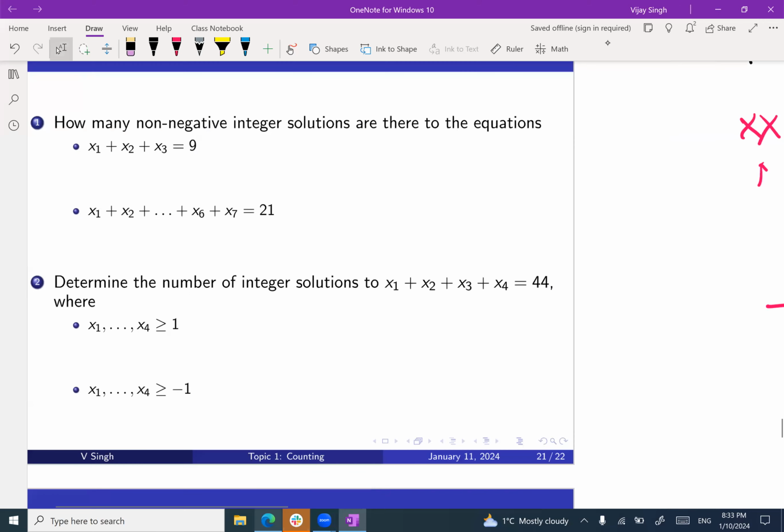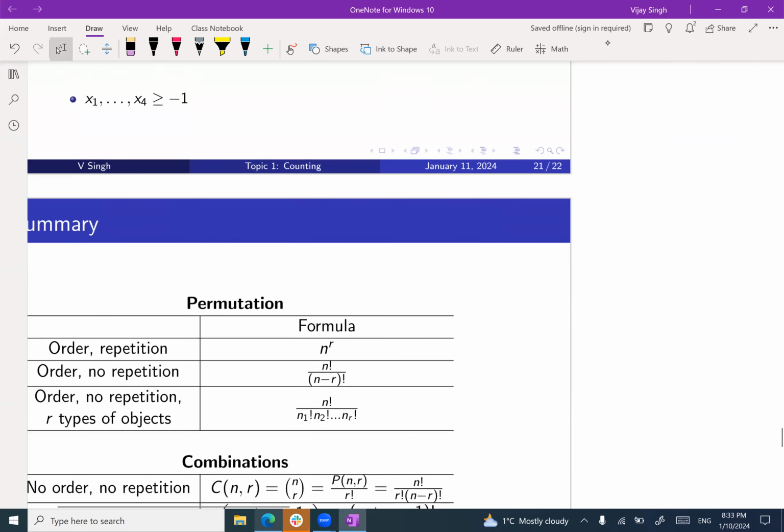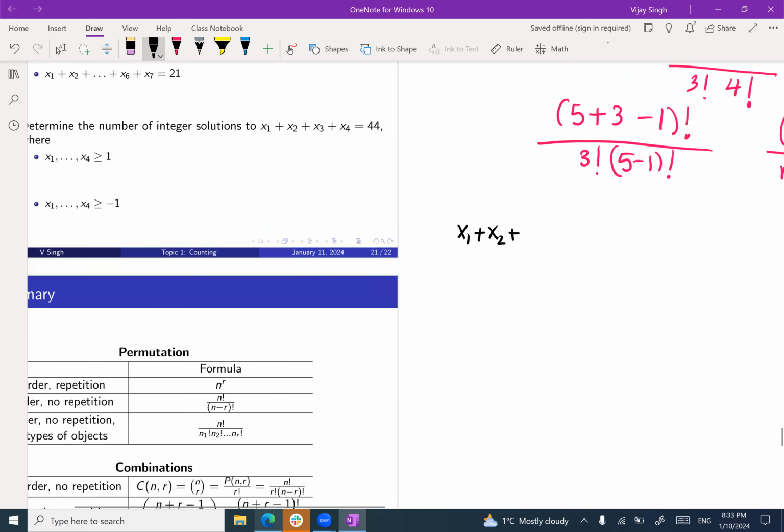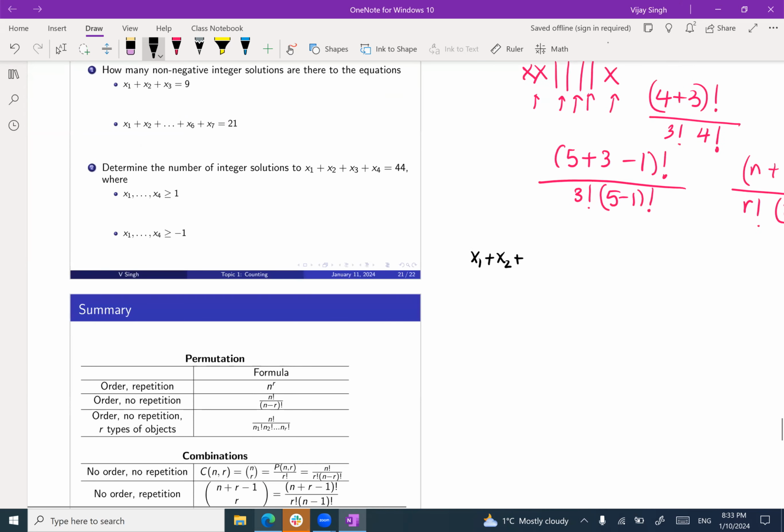Suppose I want integer solutions to the following. So let's see the connection of star and bar with the following. Suppose I have x1 plus x2 plus x3 equals 9. So let's see, how am I going to solve this problem?